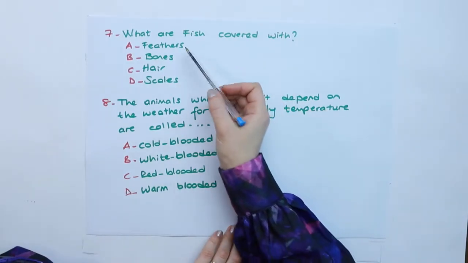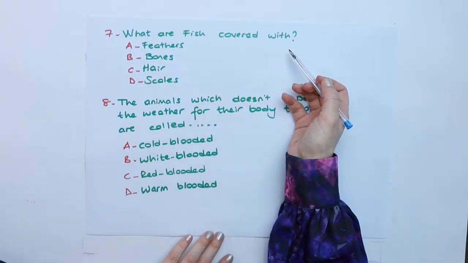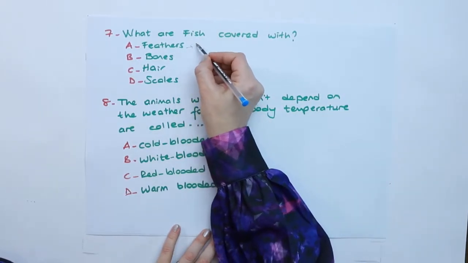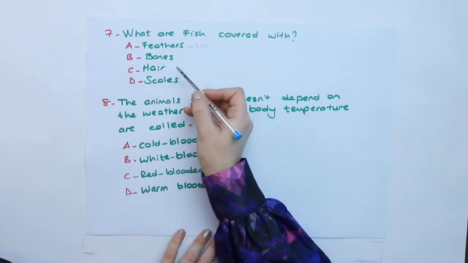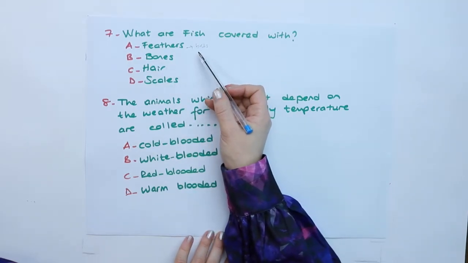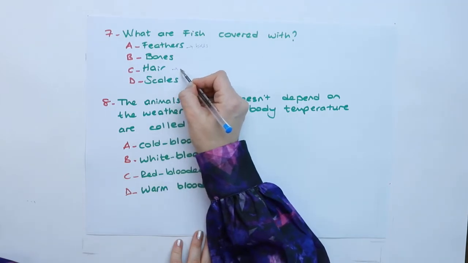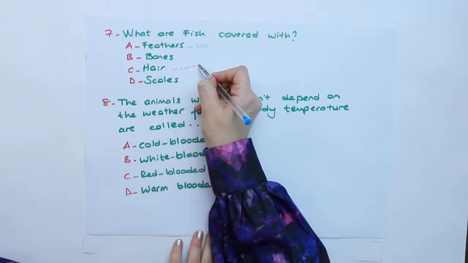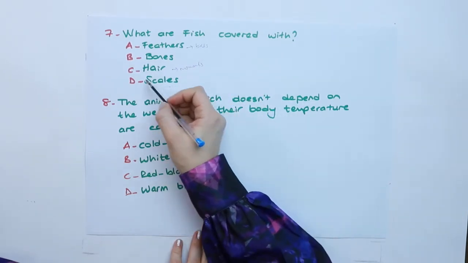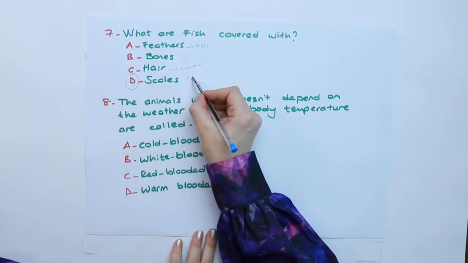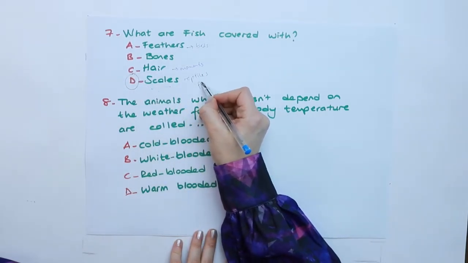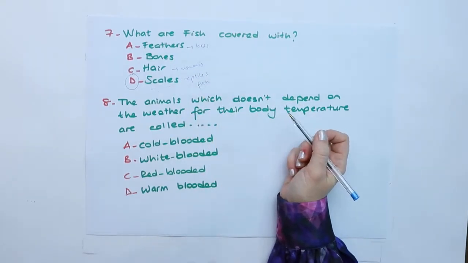7. What are fish covered with? Feathers, birds are covered with feathers. Bones, yes, some animals have bones, but not only fish. Hair, only mammals have hair, as we can know. Scales, that's true. Reptiles and fish are covered with scales.